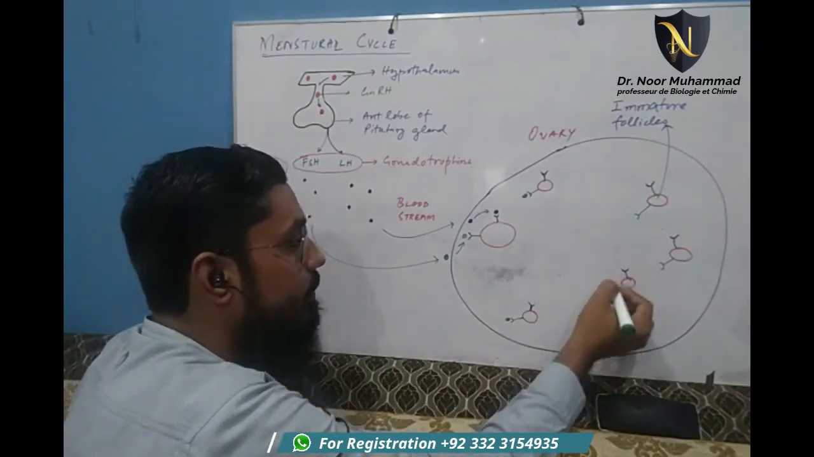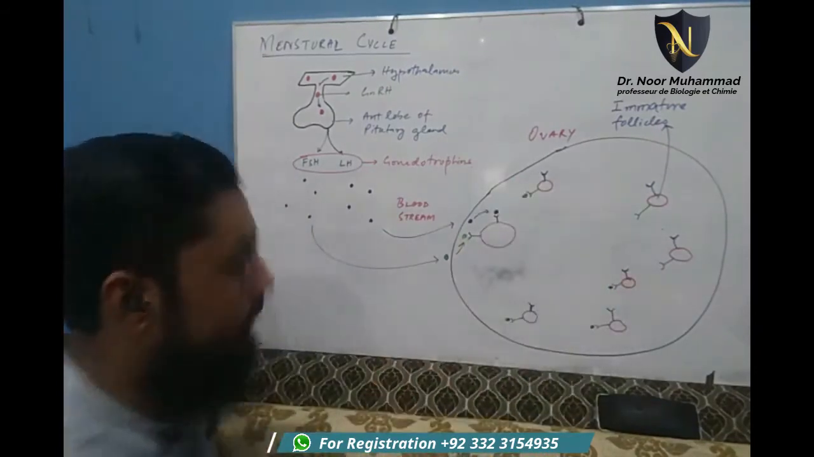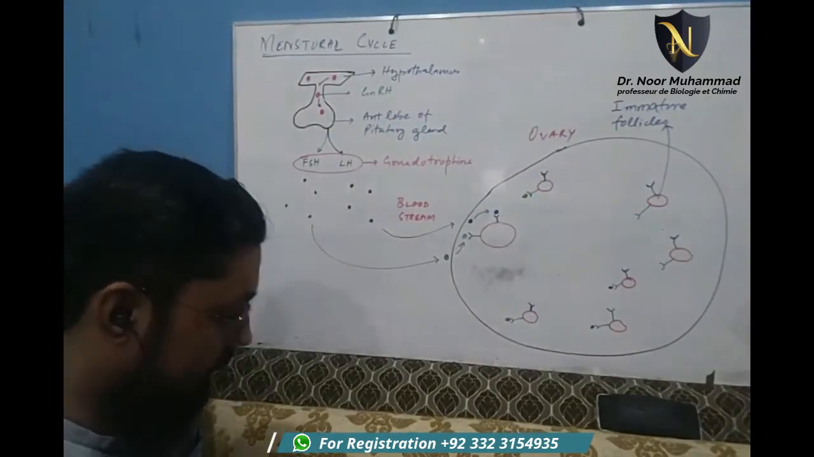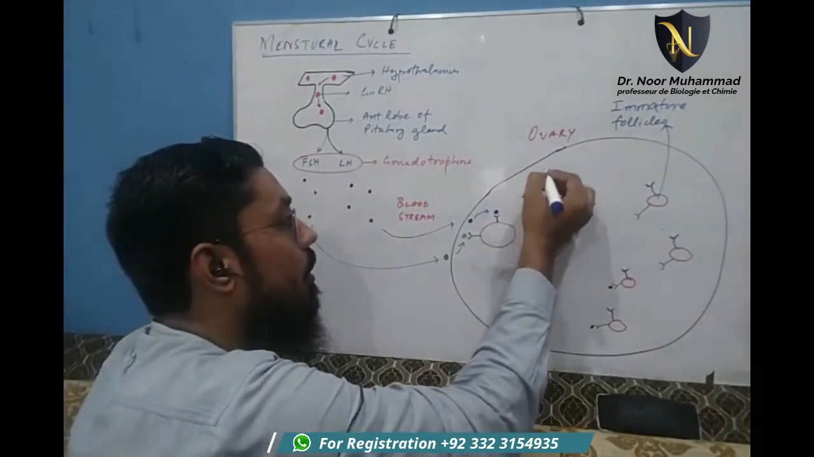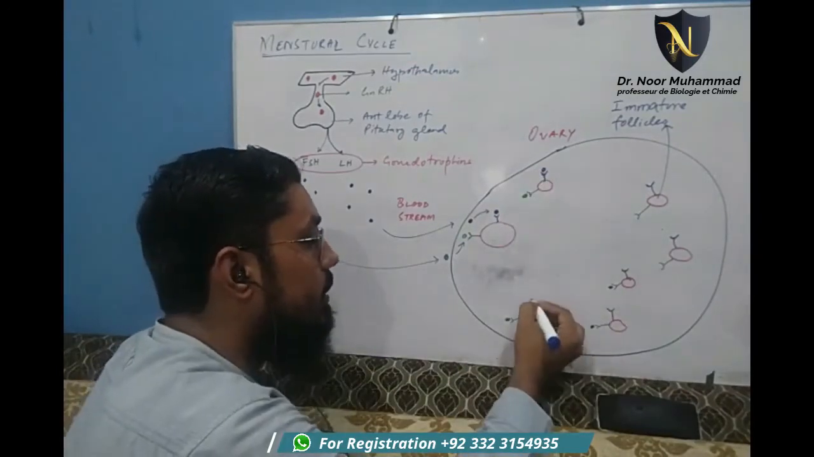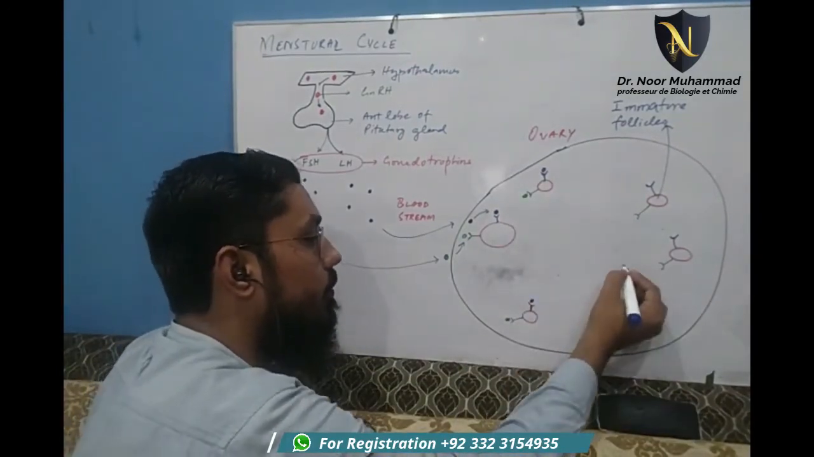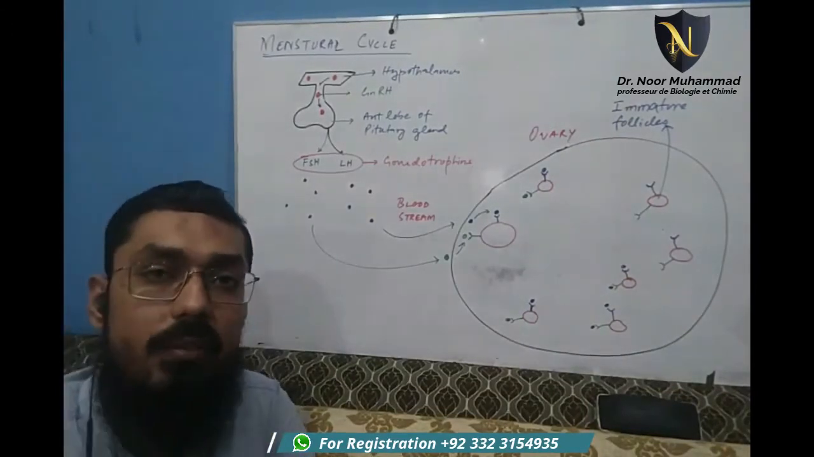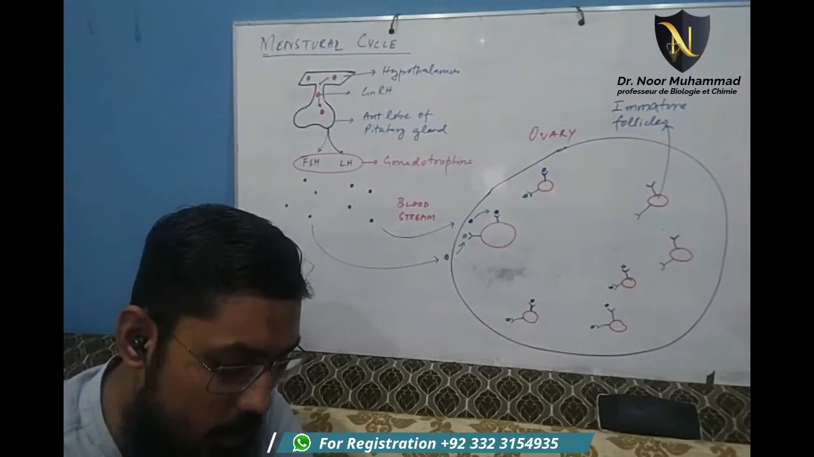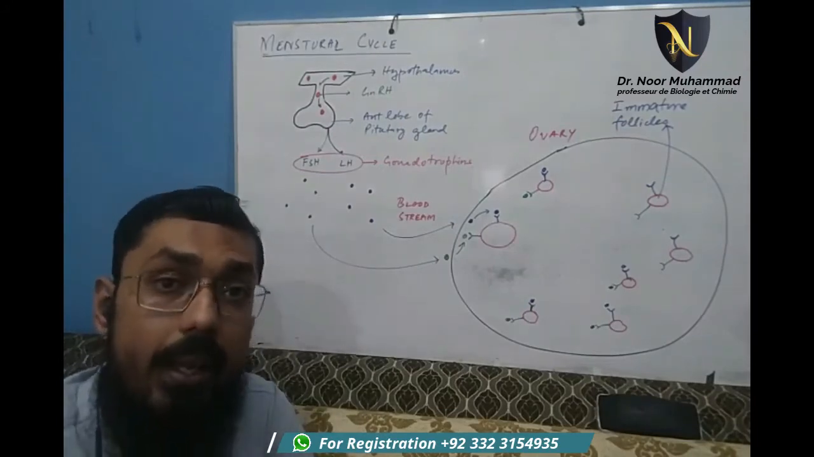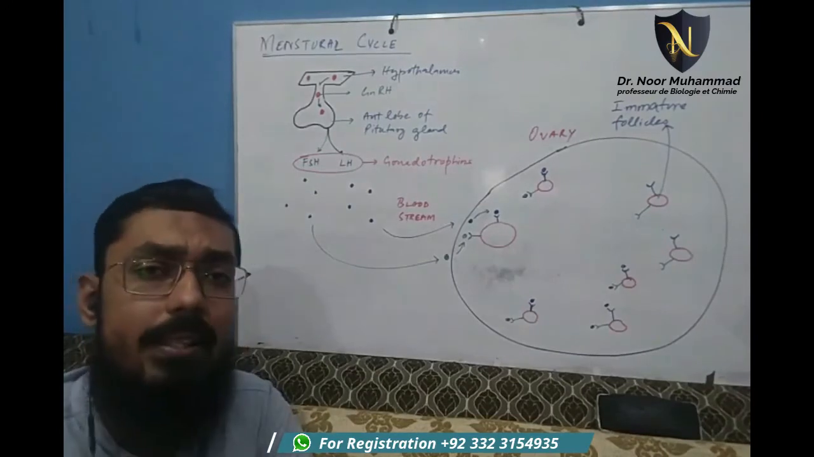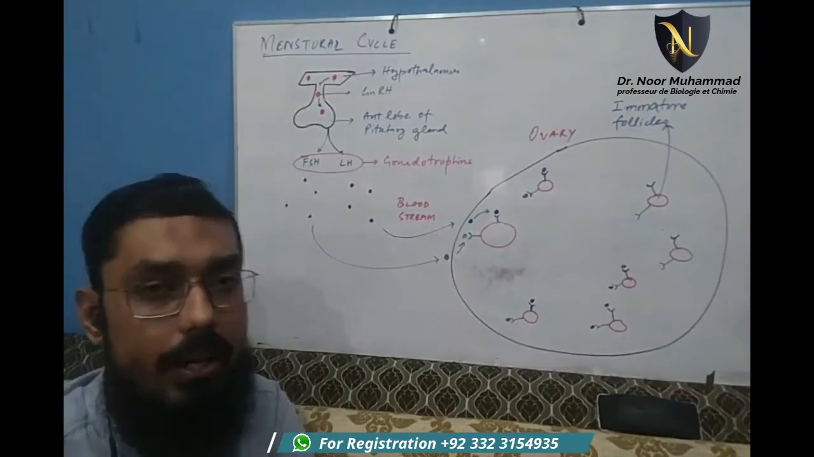what happens is that these follicles, under the action of these hormones, start growing. The immature follicles under the action of these hormones start growing, and when they start growing, actually what happens is that a selection takes place.